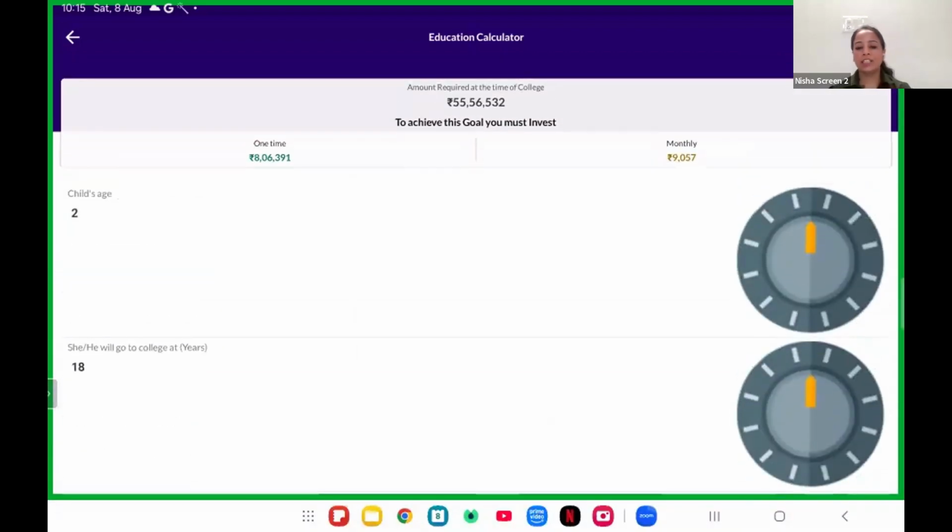So if I scroll up, can you see the amount required at the time of the college is approximately 55.56 lakhs, right? So to achieve this goal, one must invest either, which is shown on the left side, approximately 8 lakh, or they can do a monthly SIP of 1,000. Keep in mind the impact of inflation. A goal that looks affordable today can become more expensive several years from now, and so it is very important to start early to make a big difference.